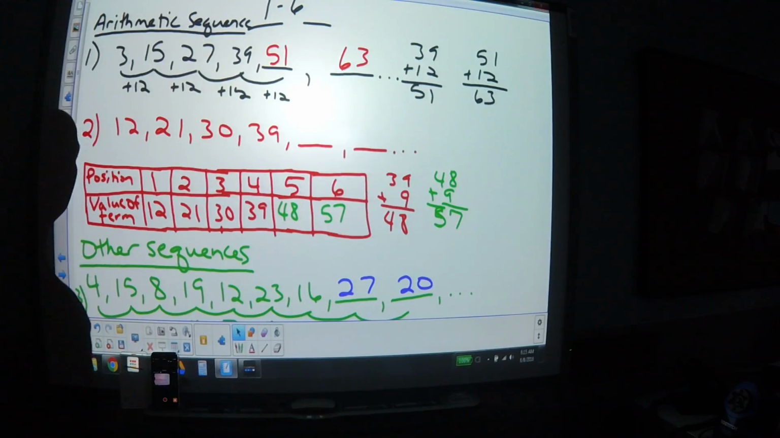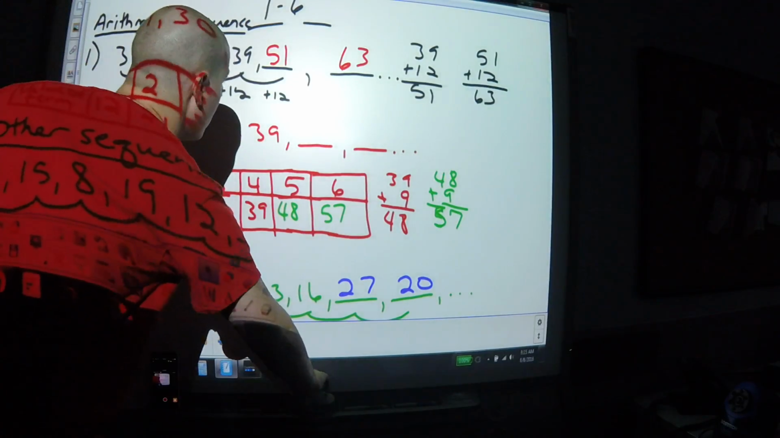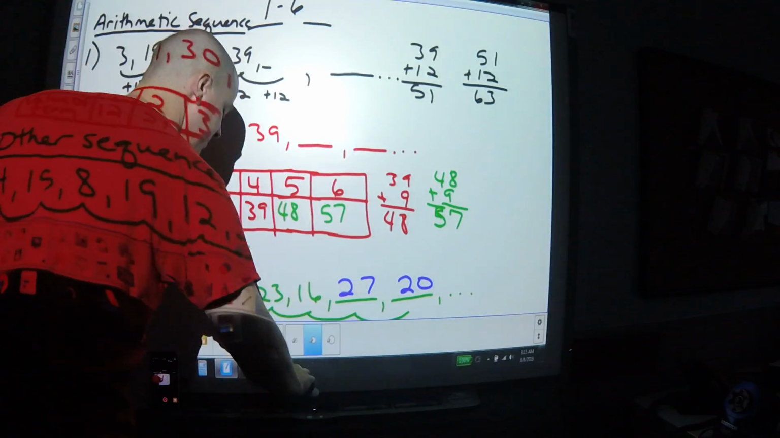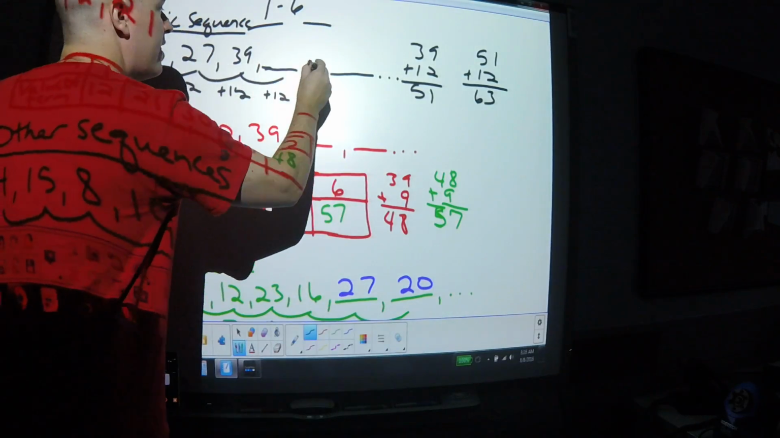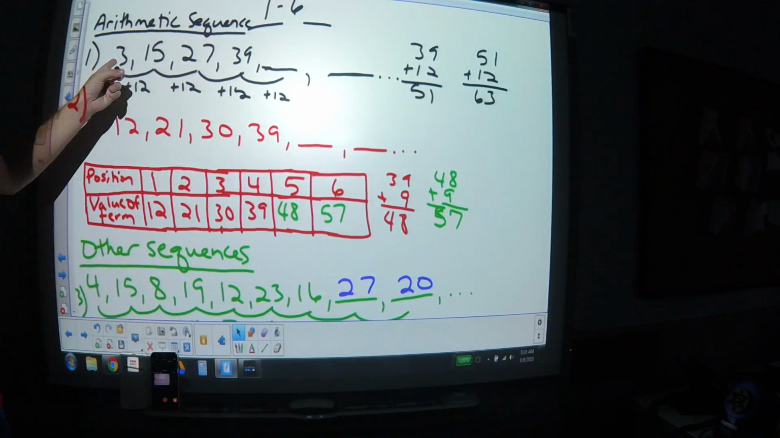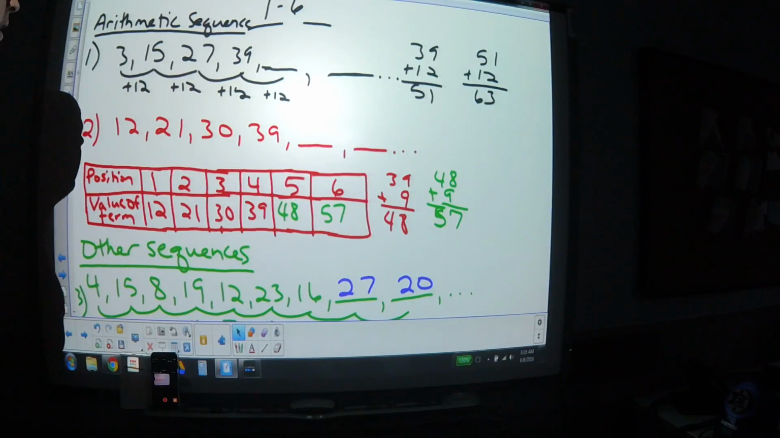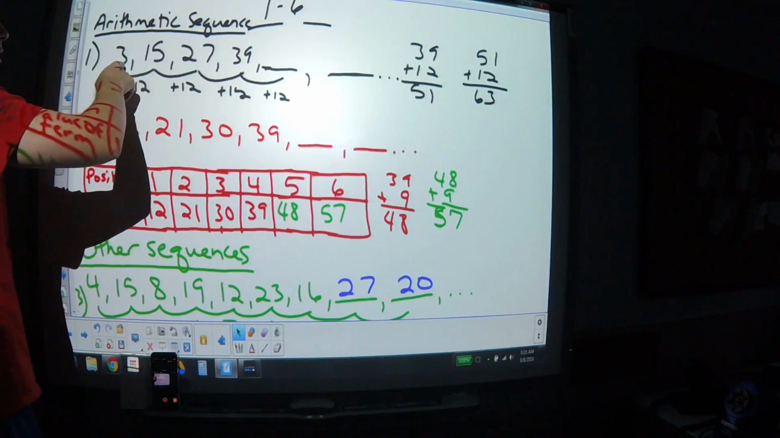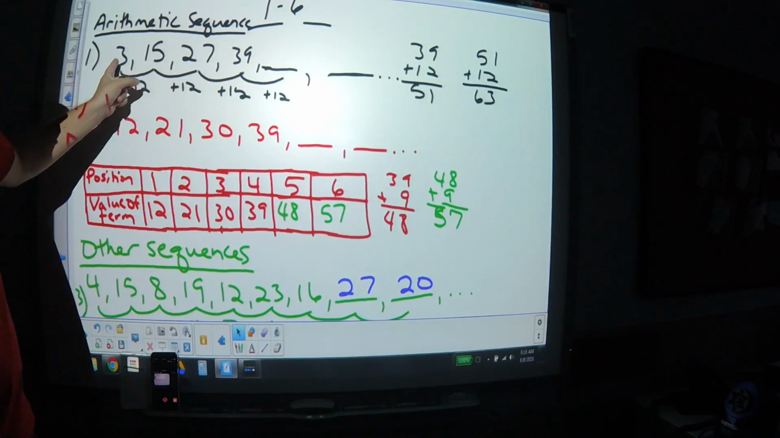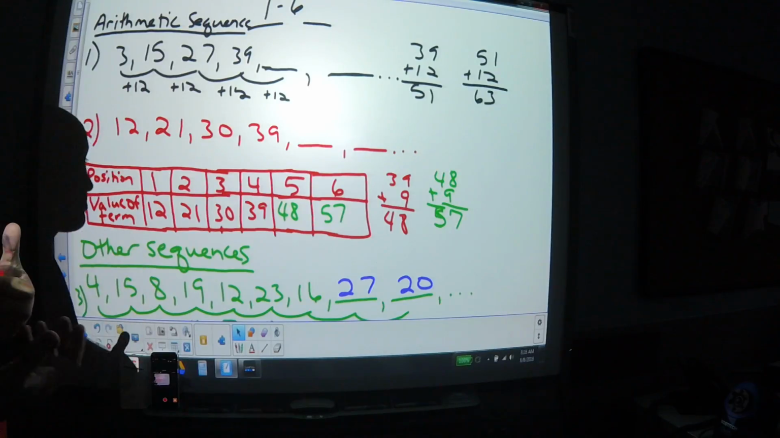Now, the key to finding the missing terms in a sequence, which are these terms right here that are missing, is that you need to find the pattern within the sequence. You need to find what these numbers have in common. Okay? So, looking at 3, 15, 27, 39, notice that they're always increasing. So you know that you're either adding or multiplying.